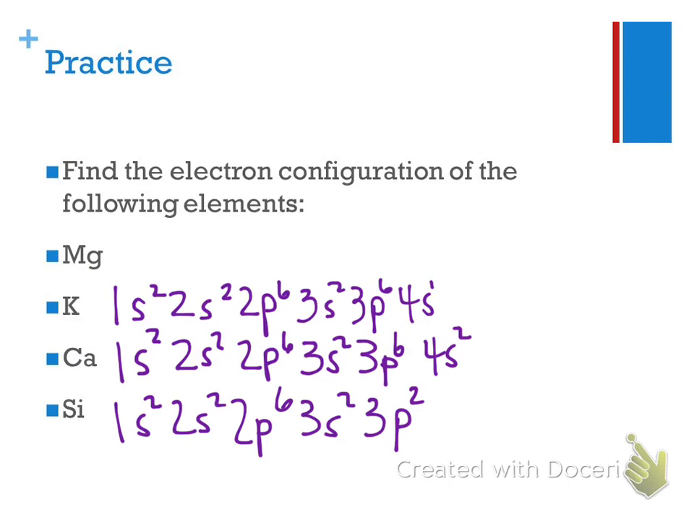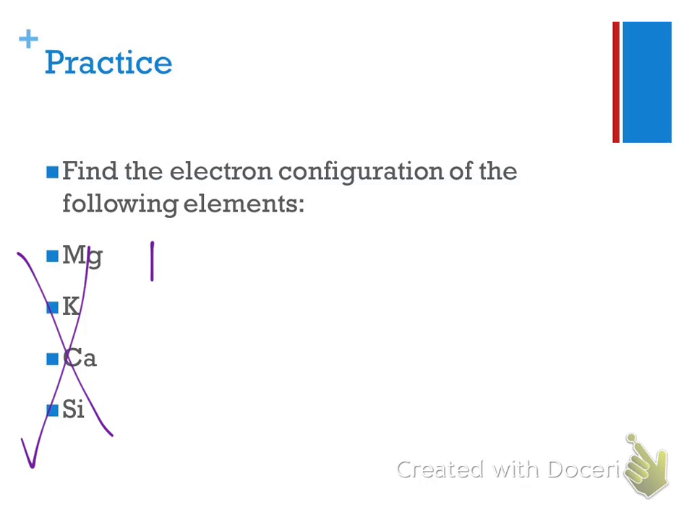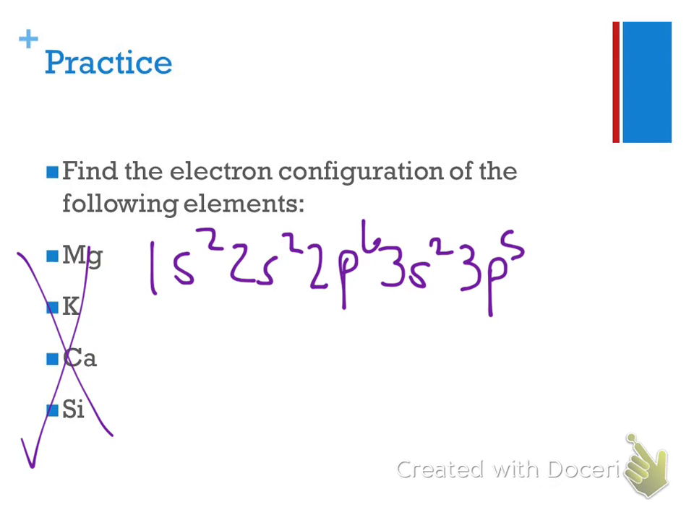So if I give you an electron configuration, let's say I give you this electron configuration, can you find the element that I am describing? Oh, what's that last one? It's 3p5. So how can you determine what element that is?